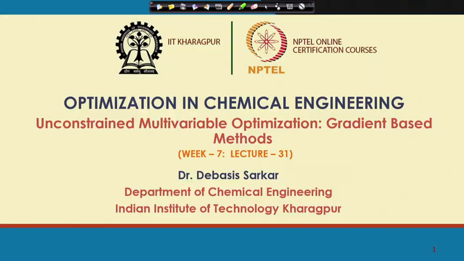Welcome to lecture 31. This is the first lecture of week 7. In week 6, we discussed direct search methods for unconstrained multivariable optimization. In this week 7, we will talk about gradient based methods for unconstrained multivariable optimization.